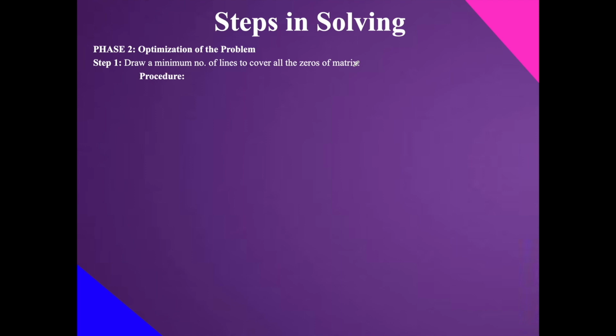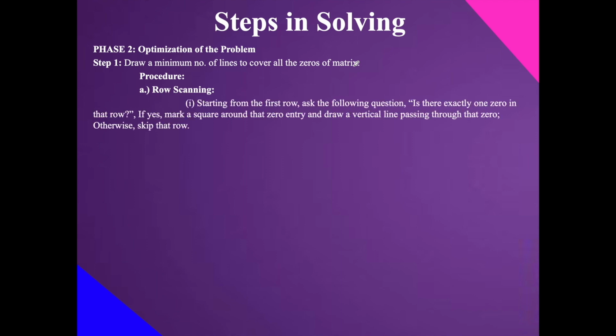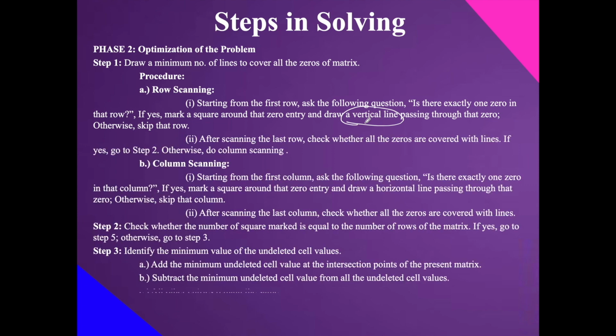Para gawin yun, nandito yung procedure natin. Una, row scanning. Pangalawa, yung column scanning. For the row scanning, sabi niya dito, start daw tayo sa first row. Ask the following question. Tanong natin sa sarili natin, no? Is there exactly 1 0 in that row? Kapag nag-iisa na lang daw yung 0 doon sa row na yon, mark a square around that 0 entry and draw a vertical line. Take note, vertical, not horizontal. Titingin tayo pa horizontal sa row, pero ang marking natin ng line is vertical. Now, passing through that 0. Otherwise, skip that row.